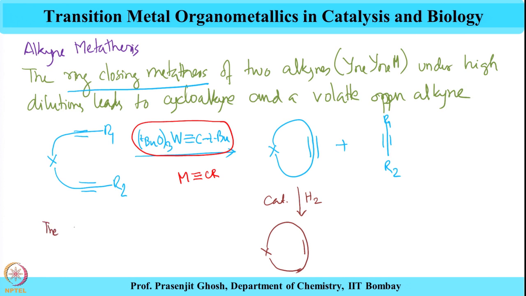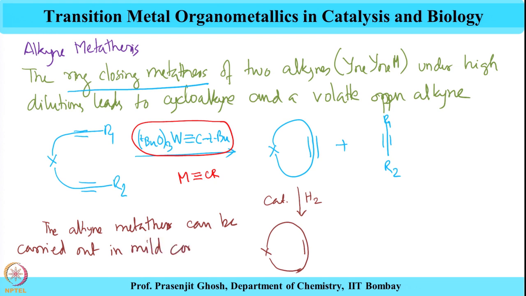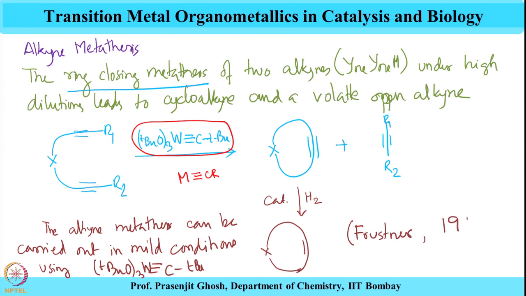The alkyne metathesis can be carried out in mild conditions using a tungsten catalyst, and this very nice piece of work was reported by Fürstner in 1998. So, alkyne metathesis has a parallel with alkene metathesis.